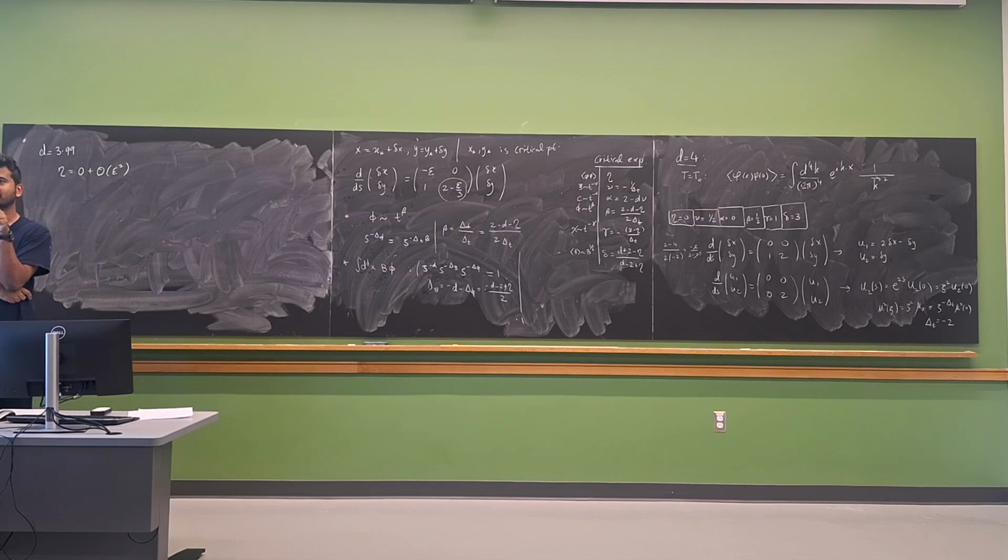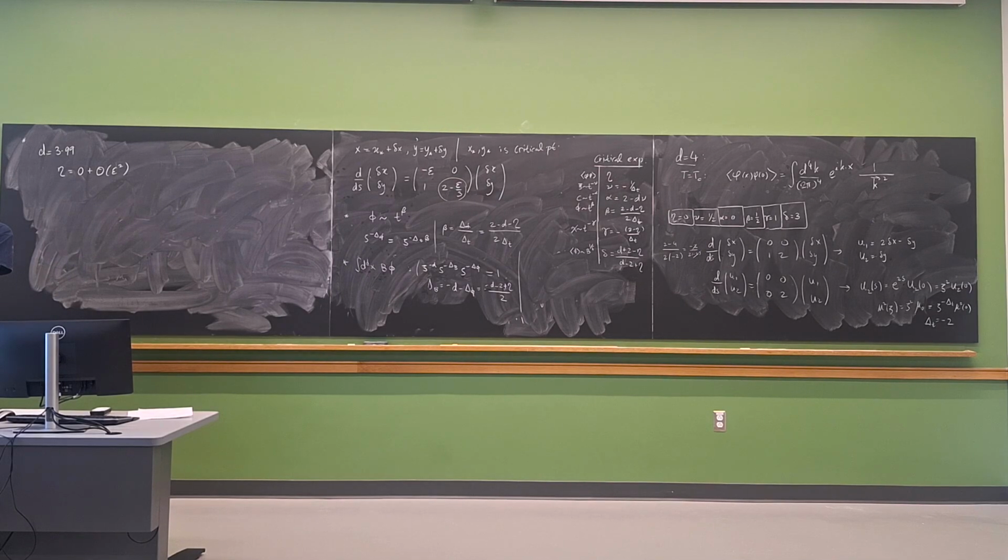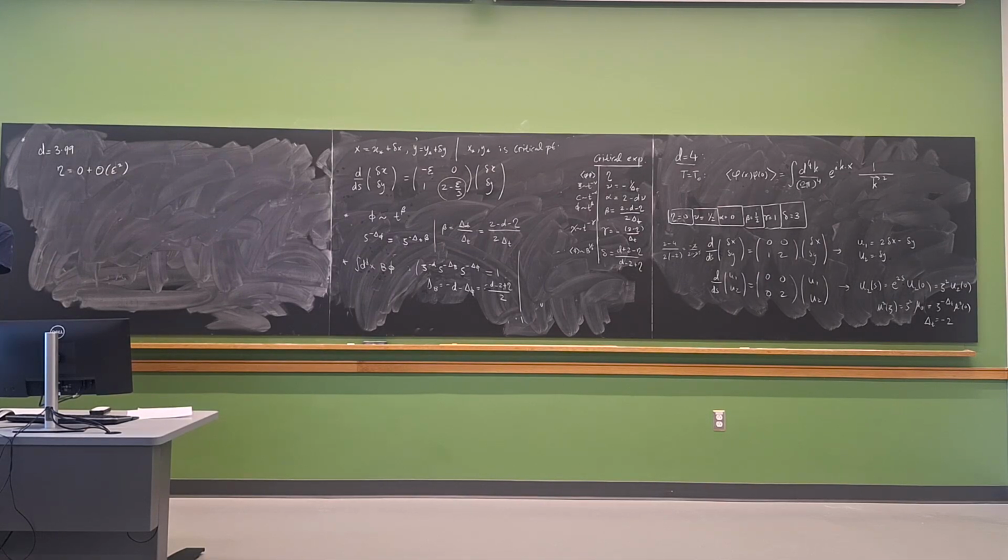So if you want to go higher in epsilon, I think you have to go higher in loops too. If you just stay in one loop and go to higher in epsilon, then that's somehow inconsistent, which I would check. And I guess because they have two small parameters. I cannot remember the argument. Epsilon squared is smaller than epsilon.